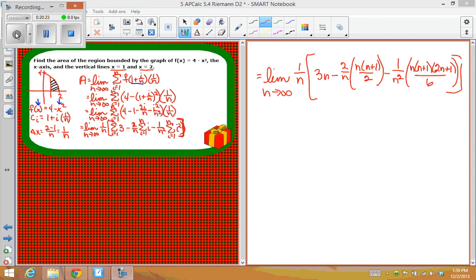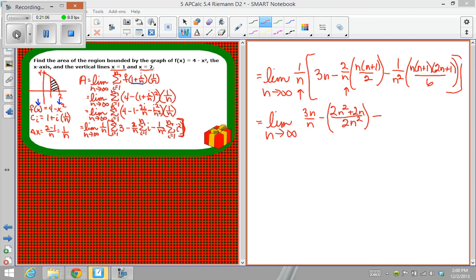Okay, and so simplifying that, the limit as n goes to infinity of, when I distribute the 1 over n through, right here I've got 3n over n, minus, this is going to give me 2n squared plus 2n over 2n squared, because this n and this n give me the n squared in the denominator. So minus that whole thing right there, minus on this next one, oh yeah.